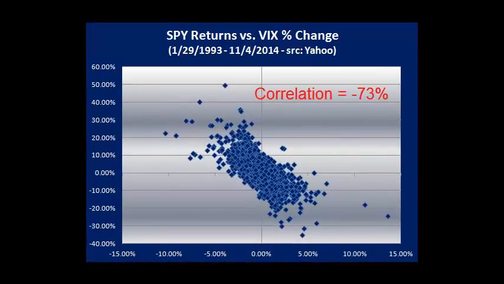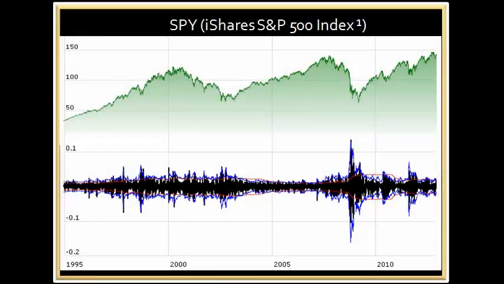Further support of this relationship is observed from the strong negative, or inverse, relationship as measured by the correlation between the S&P 500 and the VIX. Therefore, being able to measure risk dynamically can help us understand current market risk environments and potential market trends.